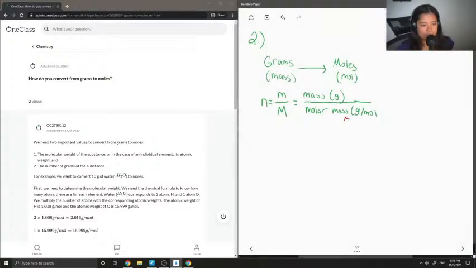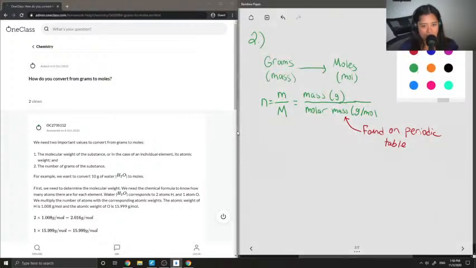So the molar mass is found on the periodic table. And basically each element has a specific molar mass. When you have compounds that have different atoms in it, then you would take the sum of all of their molar masses with respect to how many atoms there are in each compound in order to calculate molar mass. So let's have a short example.